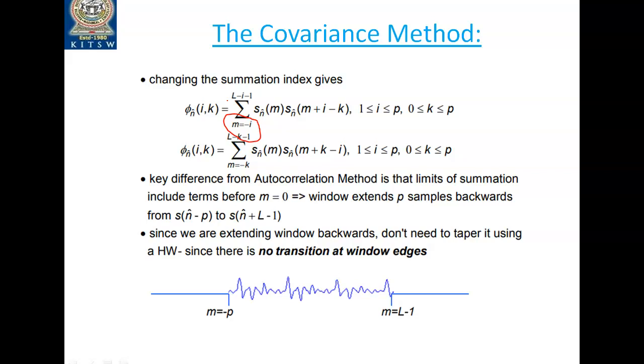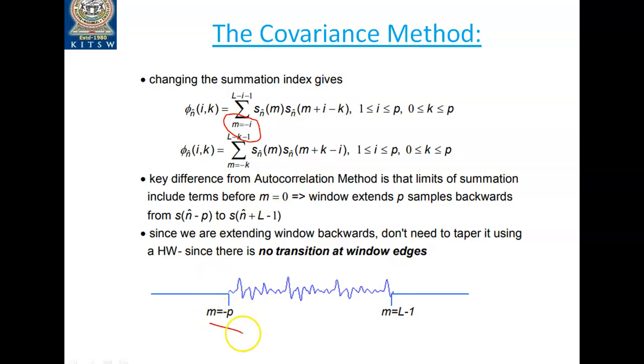We are going to be applying the window in such a way that it starts from minus I, so the previous samples of 0 are also taken into consideration. That way the maximum error cannot occur at the beginning or ending of a window. That is an advantage that we are looking for in the covariance method.